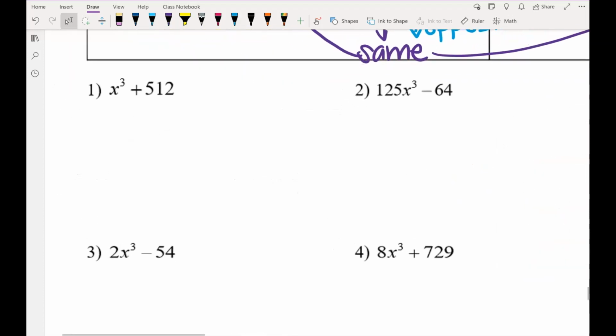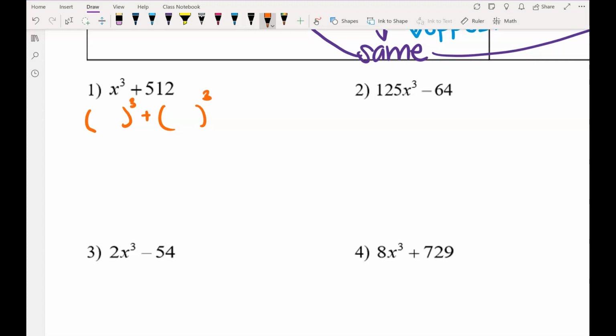First thing in factoring, check for GCF, right? Example 1, x to the third plus 512. Any GCF? No. But would you guys agree that it's a plus sign in the middle? So we know even if it's squares, we can't factor. True or false? True. So we might want to see if it's cubes. Well, I know x to the third is one of the cube terms. So something cubed plus something cubed.